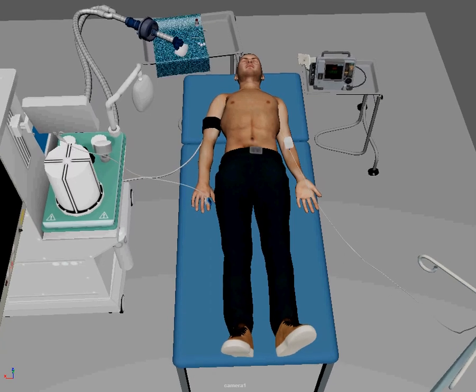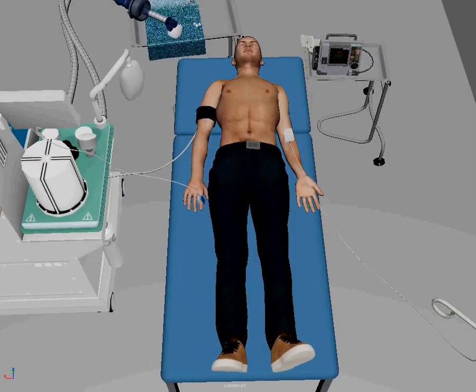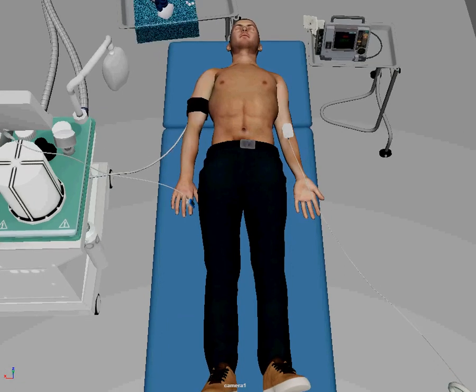This instruction will introduce the ACLS tachyarrhythmia protocol. Make the preliminary diagnosis.